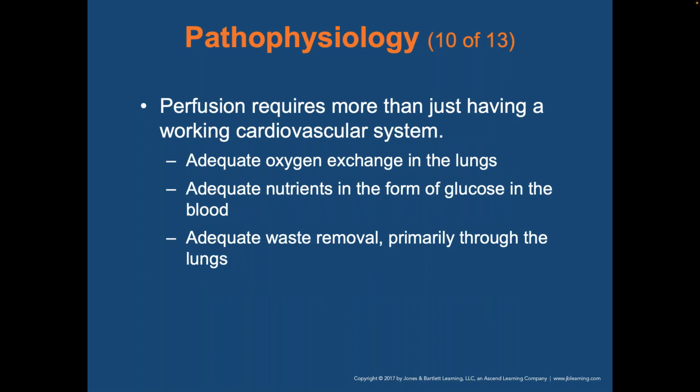Perfusion requires more than just having a working cardiovascular system. You have to have adequate oxygen exchange in the lungs. You have to have adequate nutrients in the form of glucose in the blood. You have to have adequate waste removal, primarily through the lungs. Like I said before, three things for the body to survive. You have to have sugar, blood, oxygen. Remove one of the three and the patient dies. They go into shock.